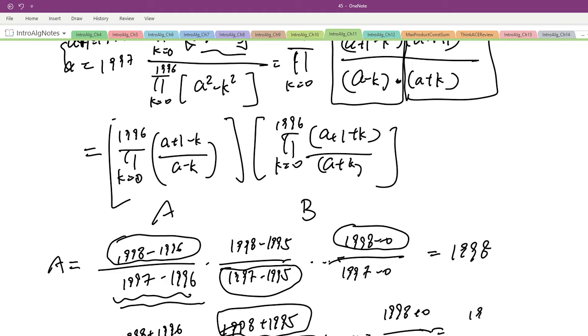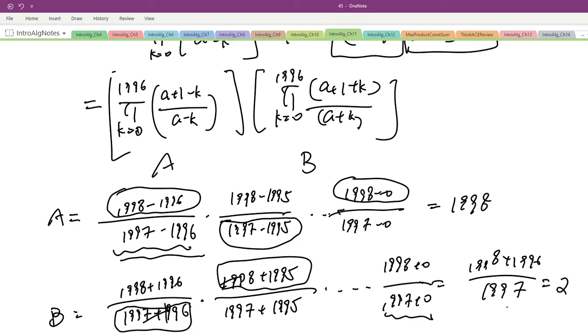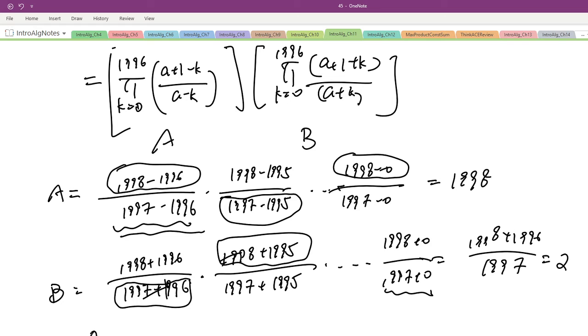So we have 1998 plus 1996 divided by 1997. So that's 2 times 1997, so it's 2. Then we have a times b equals 2 times 1998, which is 3996.